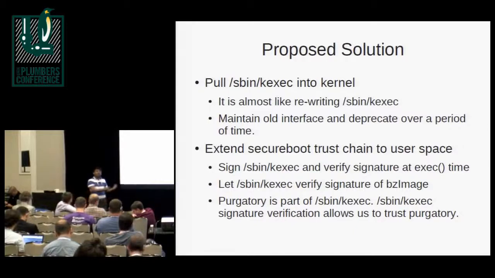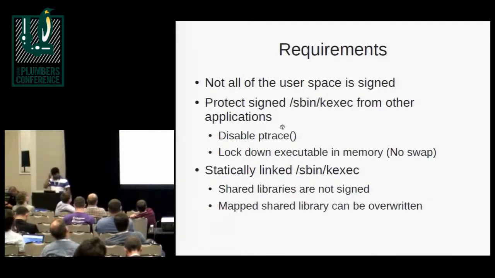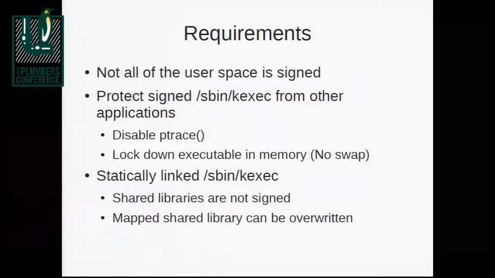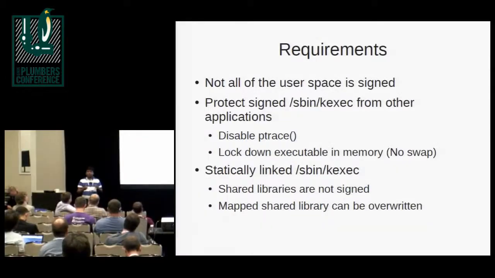Okay, so I'll go ahead and explain all these crazy options. The way we thought is that we are not going to sign all of user space, so there will be just this binary, sbin kexec, which will be signed. If that's the case, we need to make sure that none of the unsigned applications running can modify this binary. So we need to disable any kind of ptrace from unsigned applications to signed ones.